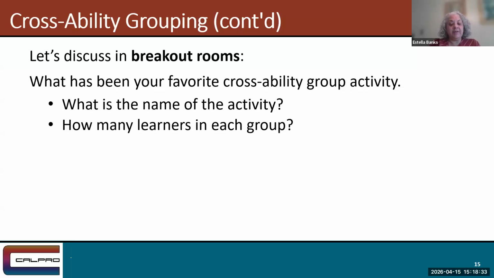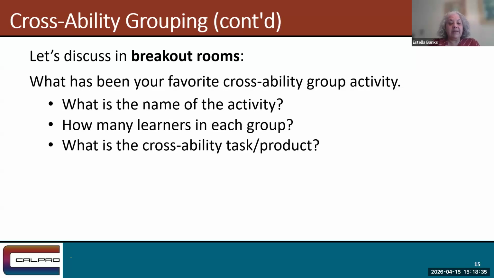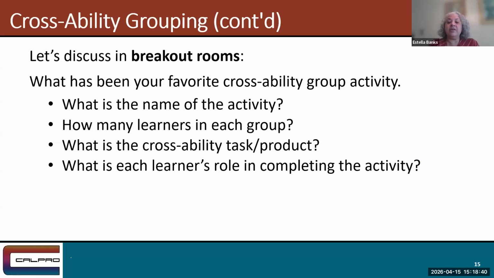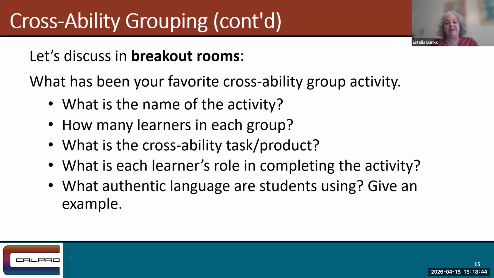How many learners in each group? What is the cross-ability task or product? What is each learner's role in completing the activity? And what authentic language are students going to use? And then give an example.